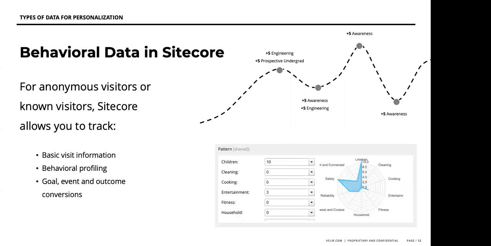So there's an example here. Someone is moving through the site on the top here, and they appear to be looking at information. This is from a university site that we set up. They're looking at information about the engineering program, and they're looking at information about understanding how much tuition is. So we're giving them points towards they're probably interested in engineering and they're probably a prospective undergrad.